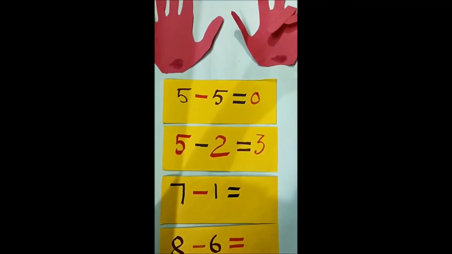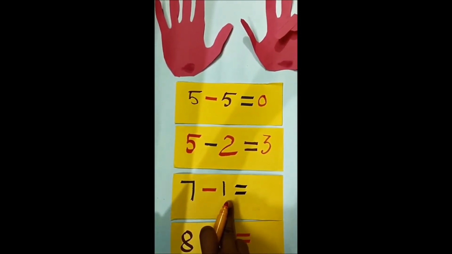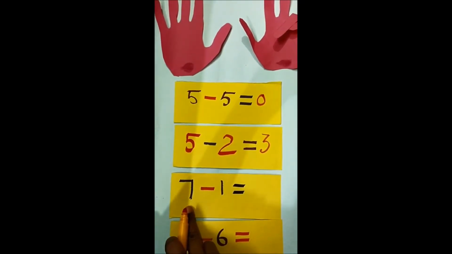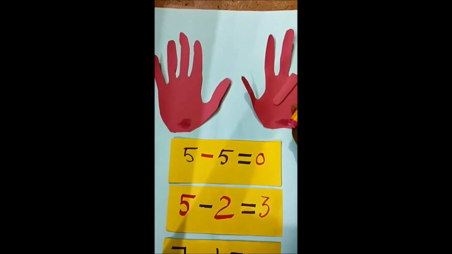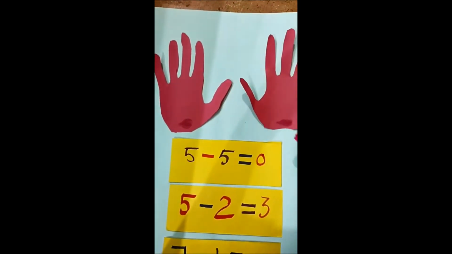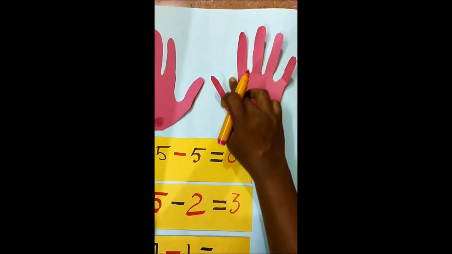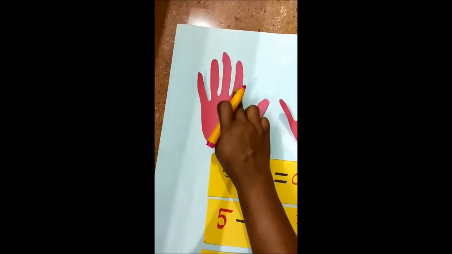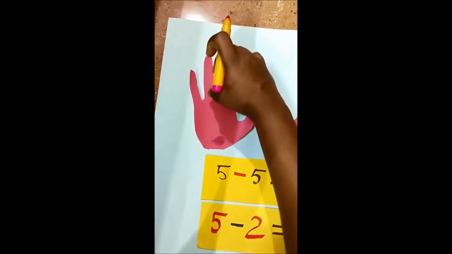Answer is 3. Next, what is this one? 7 minus 1. So now take 7 fingers. 1, 2, 3, 4, 5, 6, 7. Okay, we'll close this one now.